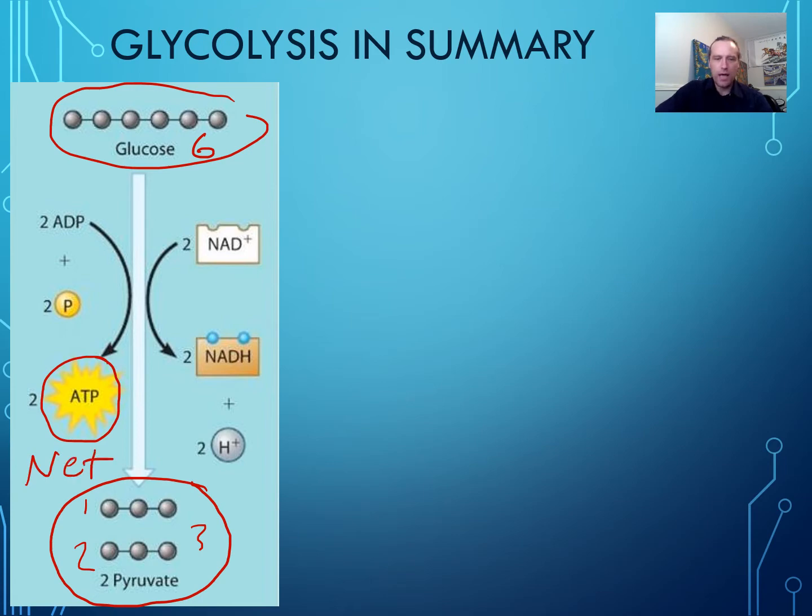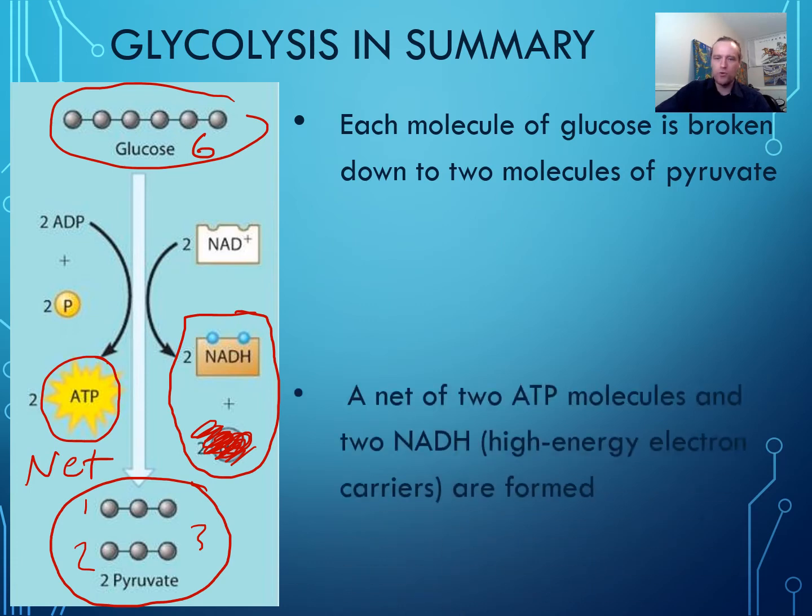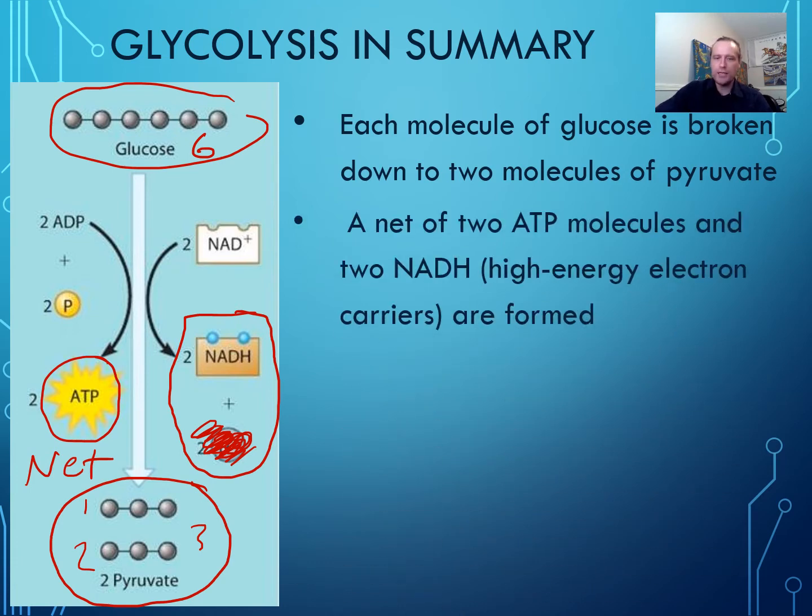and we get these high energy electron guys, NADH plus H plus. And if you're wondering what's up with that, it kind of carries it like an acid does. That's chemistry, and if it is frightening to think about all this chemistry and acid stuff, we can just ignore that. This is Bio 101. Each molecule is broken into 2 pyruvates. A net of 2 ATP and 2 NADHs are produced.